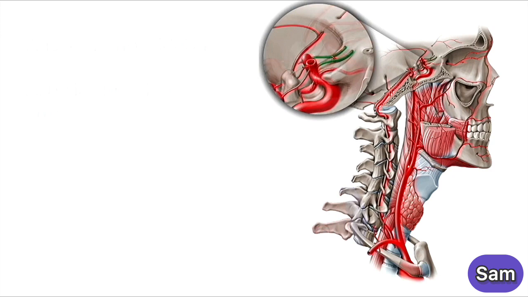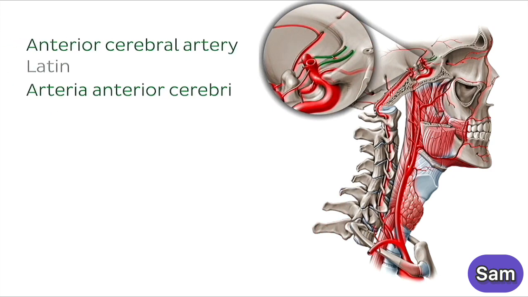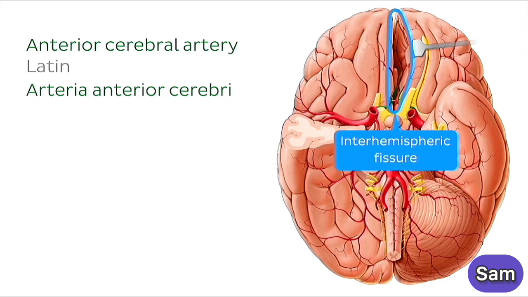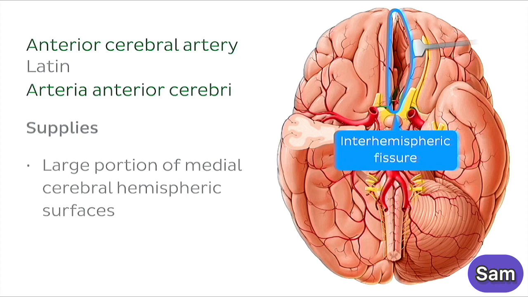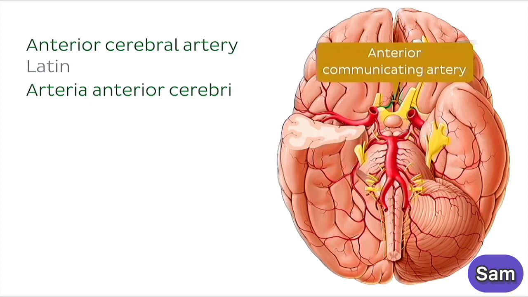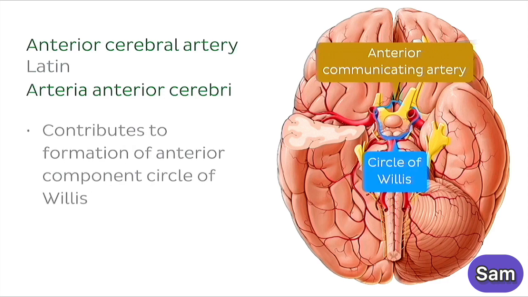As you can see here on this image, the anterior cerebral artery is one of the terminal branches of the internal carotid artery. Being located in the anterior and medial aspects of the interhemispheric fissure, the anterior cerebral artery supplies a large portion of the medial cerebral hemispheric surfaces. Through the anterior communicating artery, it anastomoses with its contralateral counterpart. This anastomosis makes the anterior component of the circle of Willis.